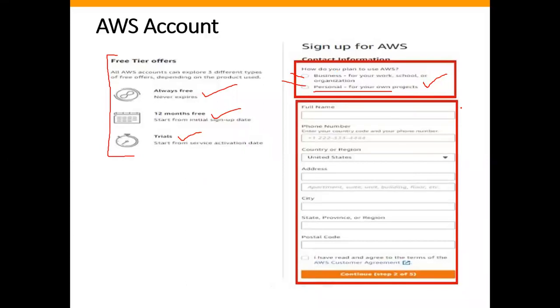And then here you need to enter your full name, your mobile number, your country, your address with postal code. In India, we call it the PIN code. That you need to know. And then after that, you need to check this checkbox for terms and conditions. If you want to read those terms and conditions, you can read. Then click on continue.